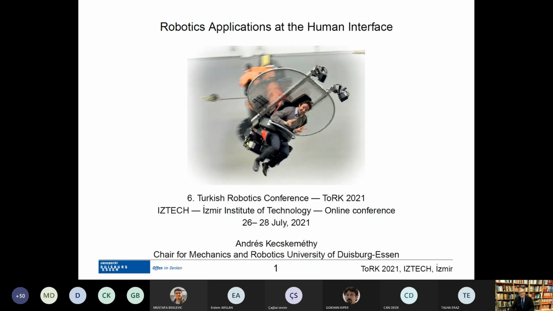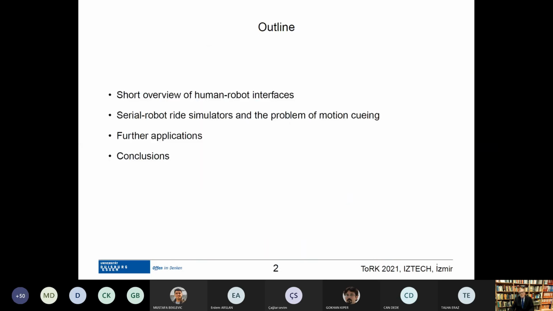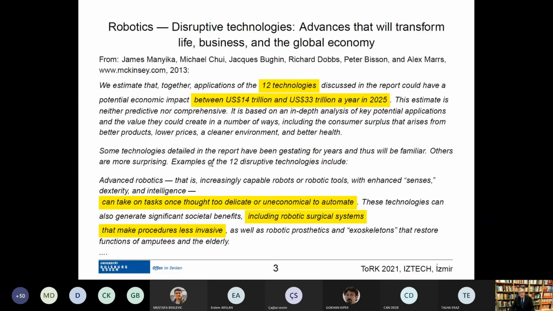So the idea is that I give you a kind of an overview of human-robot interfaces. Of course, much of this is known as cobots, but really there are other things that can be done. As one example, I'm going to show our ride simulator that can be used for having the interface with the human to create motion sensations, but I will also talk about further applications and some conclusions.